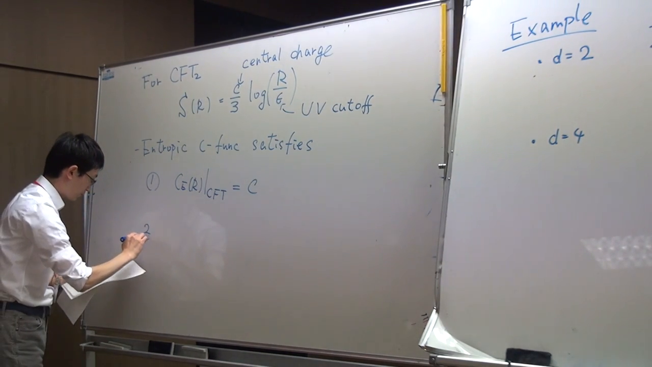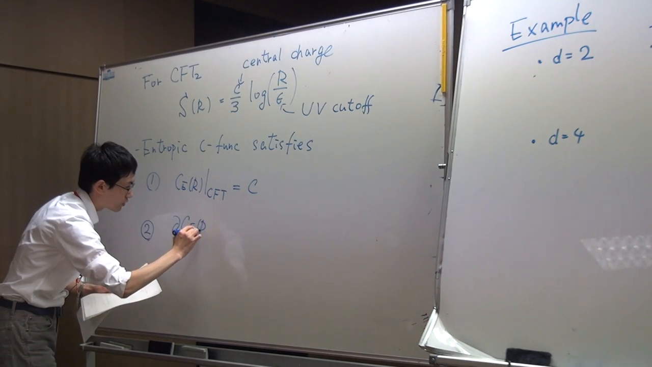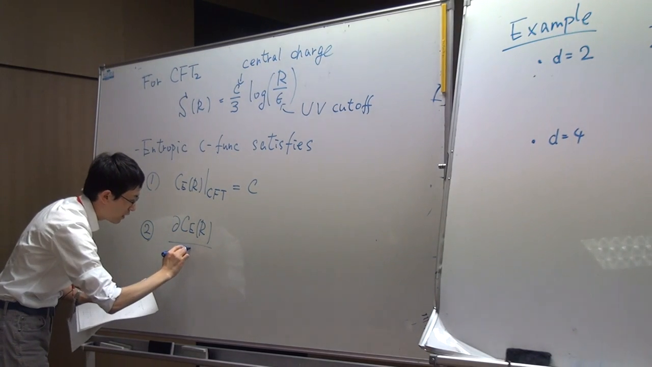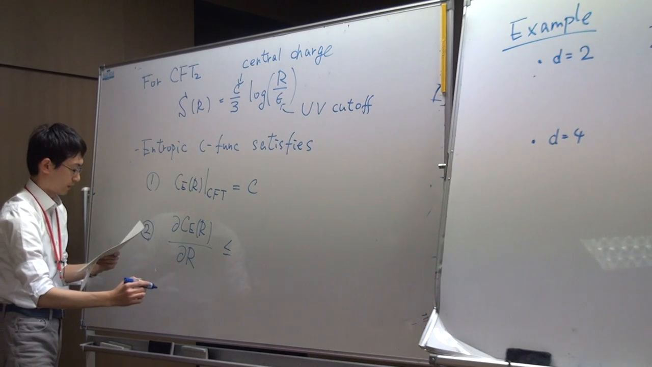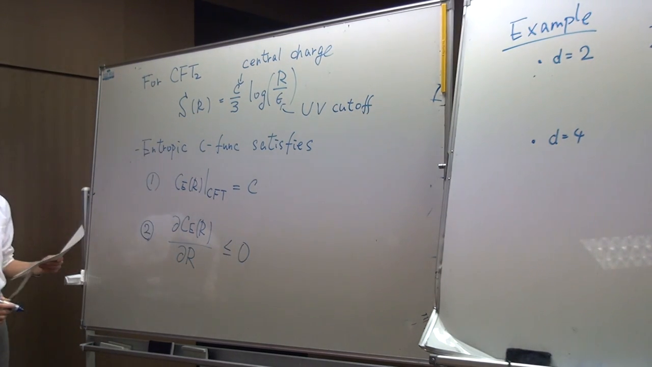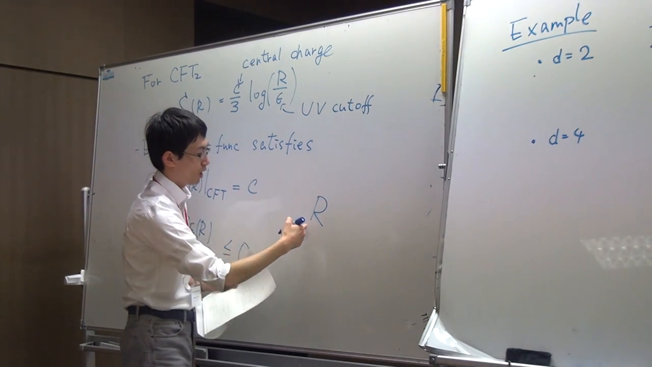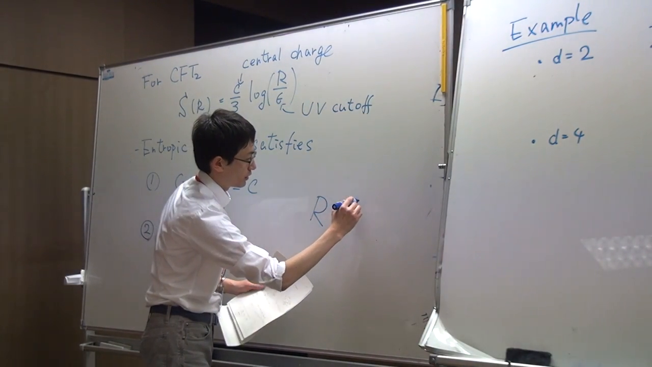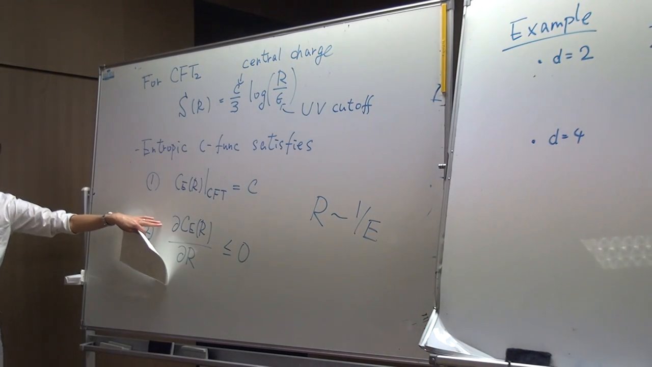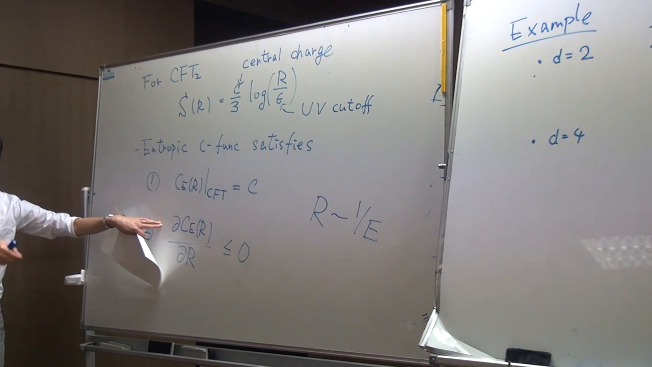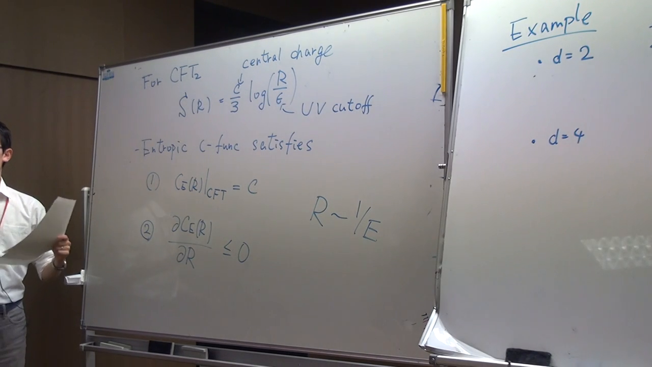And also, this one is non-trivial. If we take a derivative of the entropic C function with respect to R, then it is non-positive. Once you identify the length or width of the interval with 1 over the energy scale, this means that the entropic C function monotonically decreases along the energy flow. I identified R and 1 over energy. Okay, is it clear?